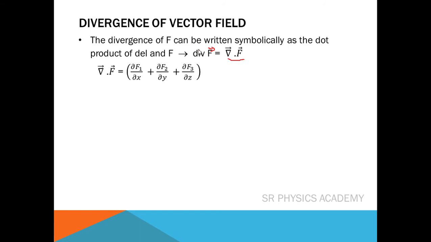So how can we write it? Divergence of F equal to, here capital F means a vector. For example, F has functions f1, f2, f3. So we can write it as dou f1 by dou x with respect to x, plus dou f2 by dou y, that means with respect to y, plus dou f3 by dou z. So the divergence of a vector field is a scalar function. We will get the answer as a scalar function.